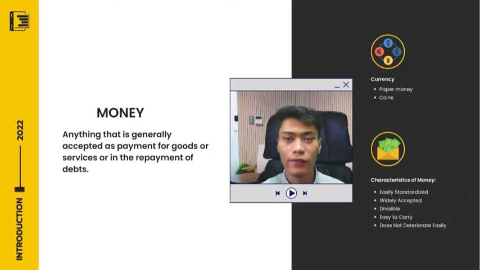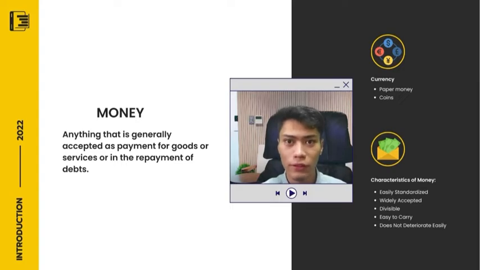Money can be defined as anything generally accepted as payment for goods or services, or in the repayment of debts. The use of money eliminates the issues caused by the double coincidence of wants that usually occur in bartering. There are 5 characteristics of money, which are easily standardized, widely accepted, divisible, easy to carry, and must not deteriorate easily. Most money systems today are based on standardized currencies that a central bank controls.